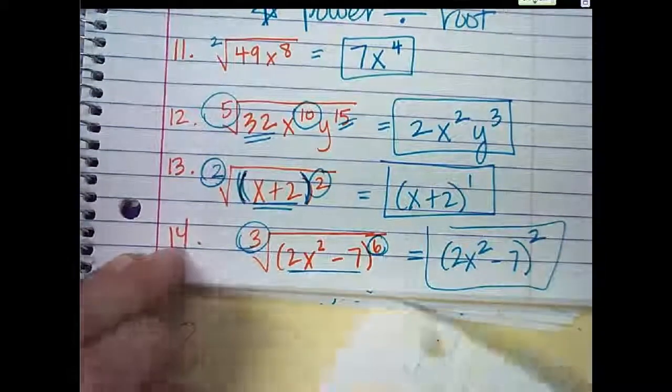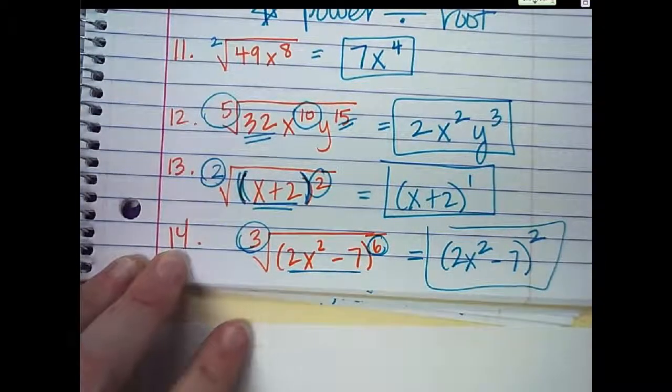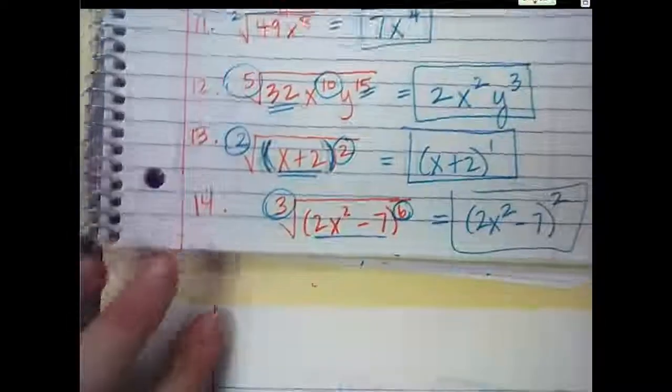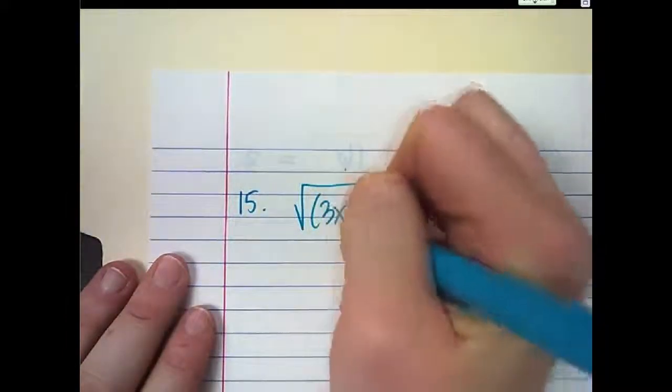Okay, last one. I write it way bigger. Last one. What number am I on? Square root of 3x to the 4th.